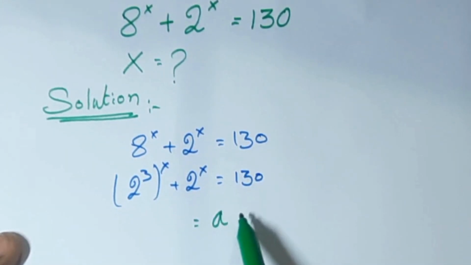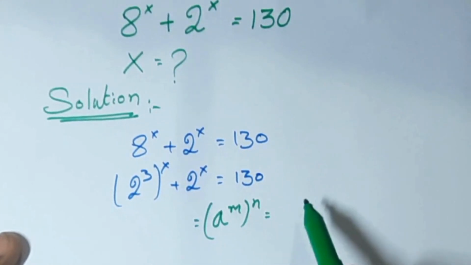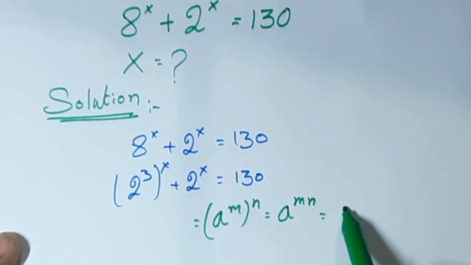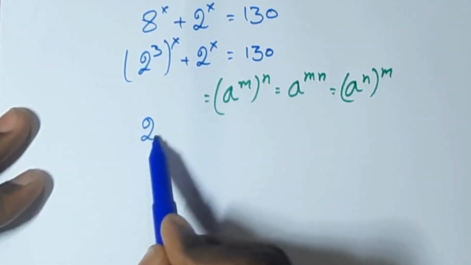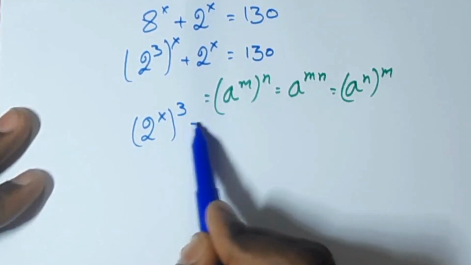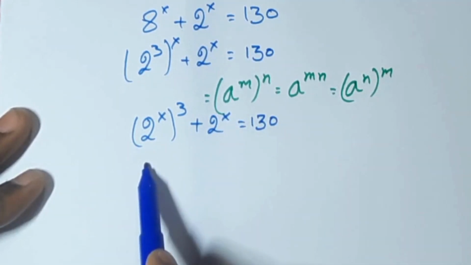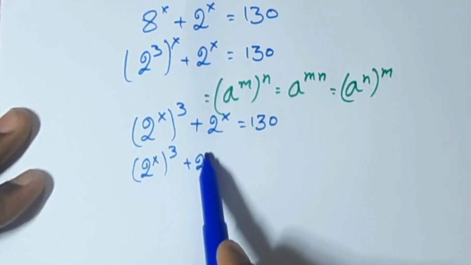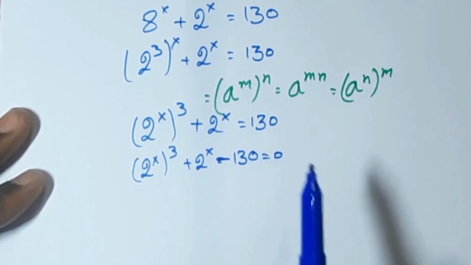Formula: a to the power of m whole power n equal to a to the power of m times n, equal to a to the power of n whole power m. So (2 to the power of x) whole power 3 plus 2 to the power x equal to 130. (2 power x) whole power 3 plus 2 power x minus 130 equal to 0.